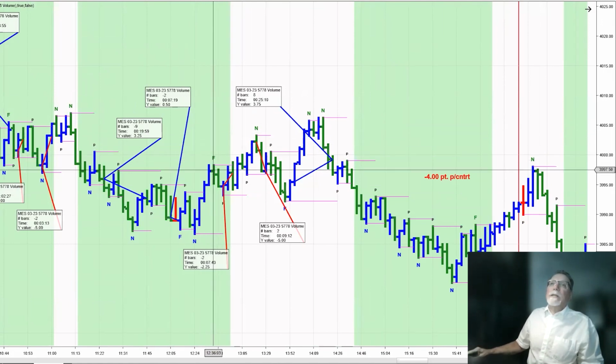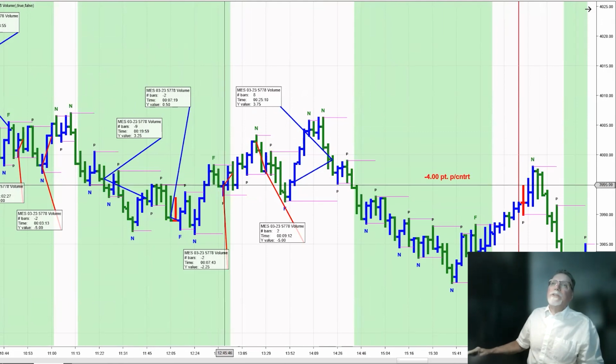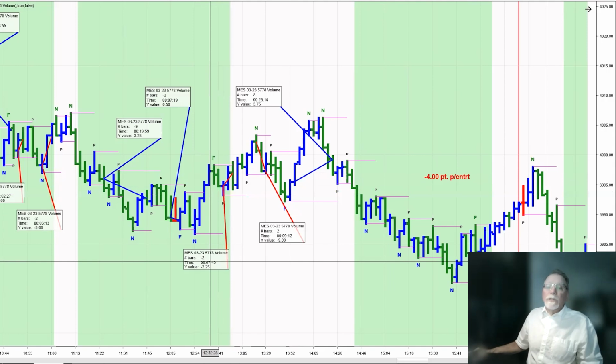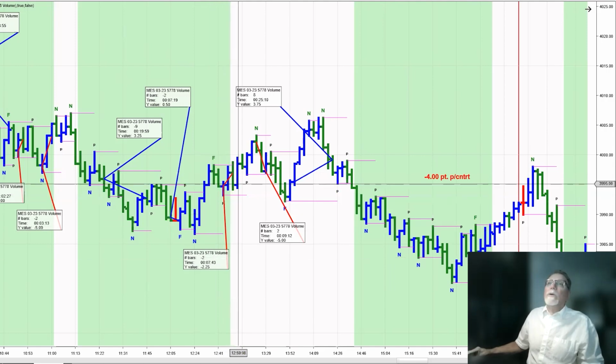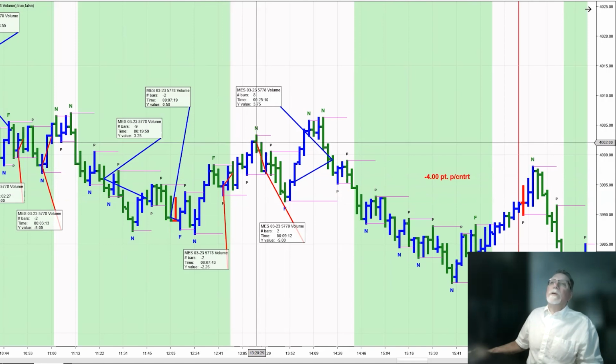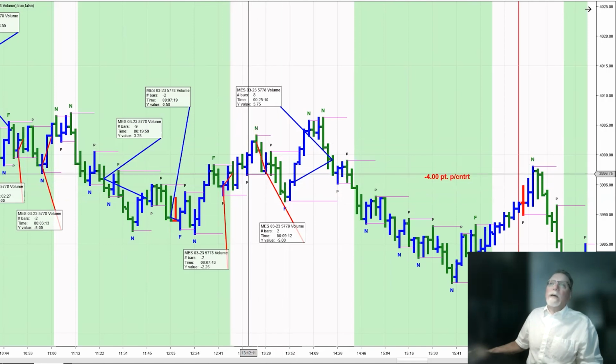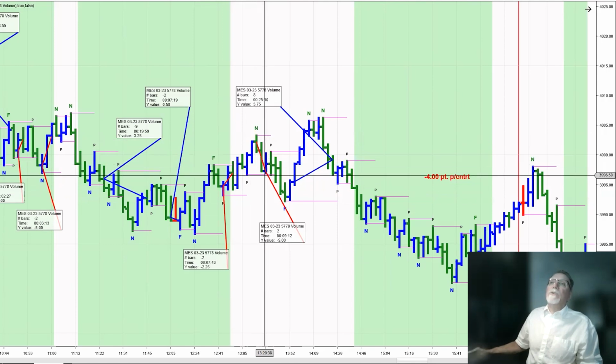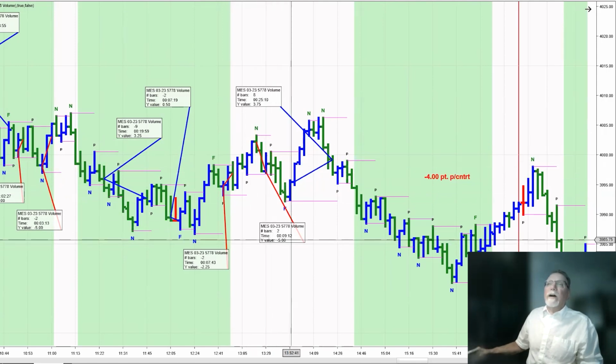Background color is green. There's my failure. There's my confirmation bar. There's my entry. 2 blue bars. There's my exit. 2.25 point loss. Background color turns white. Now I'm looking for buys. There's my price failure. There's my confirmation bar. There's my entry. And again, hits consolidation, 2 green bars, and I'm out. I've lost 5 points on that trade.